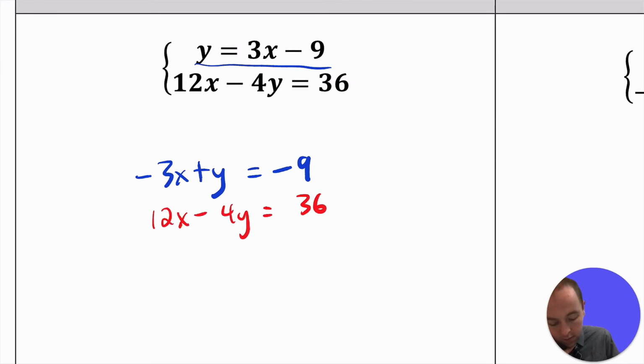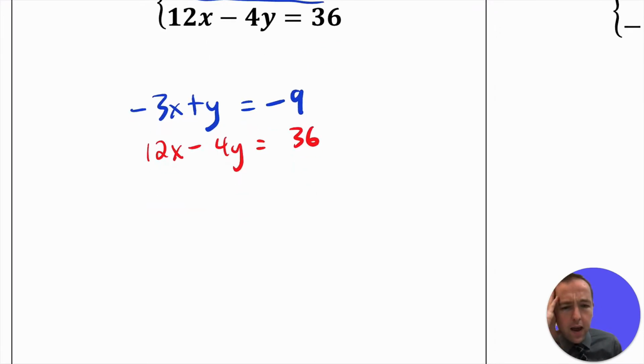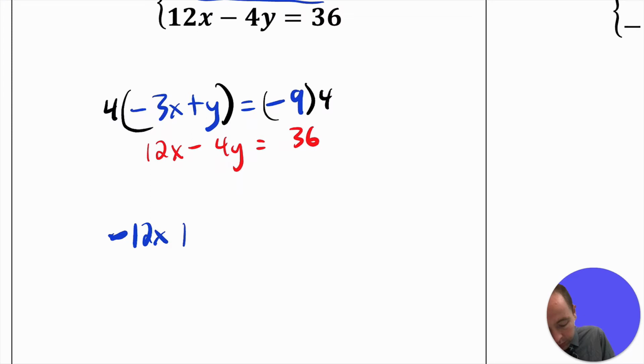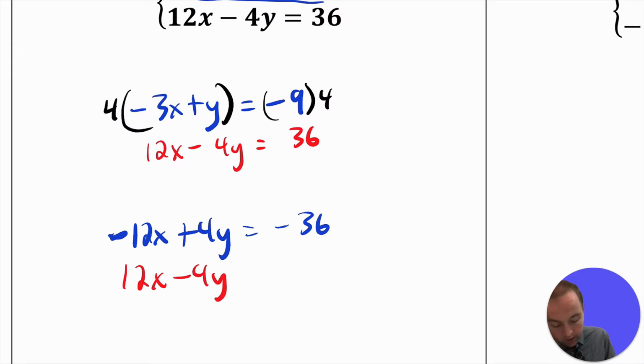So now if I add the left-hand sides together, we're not going to eliminate anything. So we'll have to create some opposites. Let's say that we want to eliminate the x's. Negative 3 does go into 12 4 times, so we can create a negative 12 if we multiply by a 4. We'll do that to both sides. So negative 12x plus 4y equals negative 36, rewriting that first equation. And then 12x minus 4y equals 36 is the same second equation.